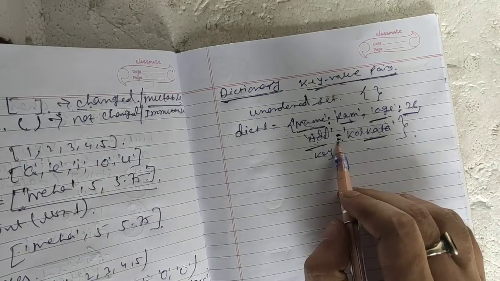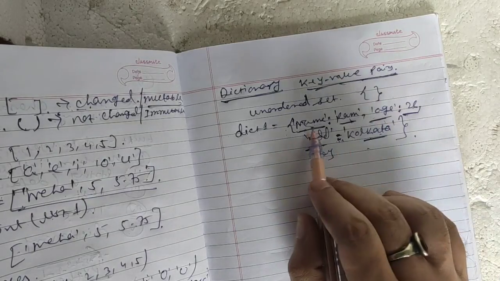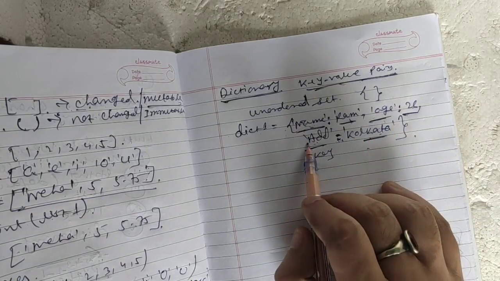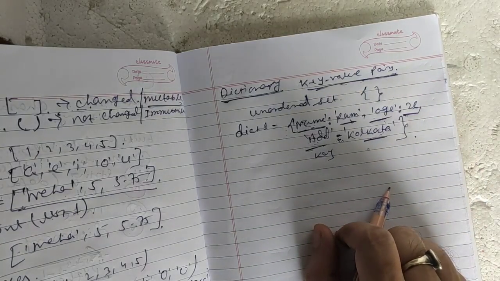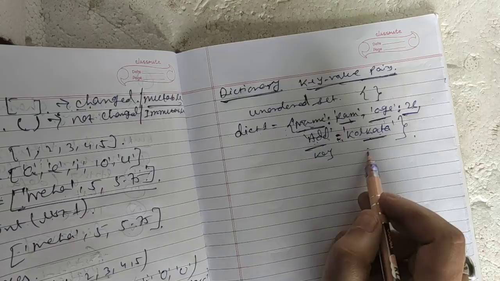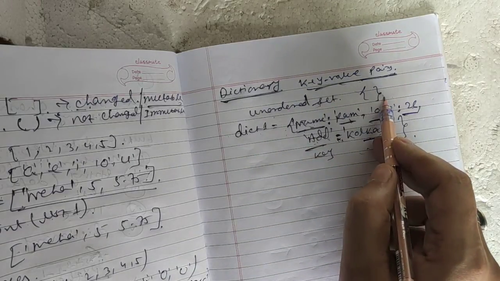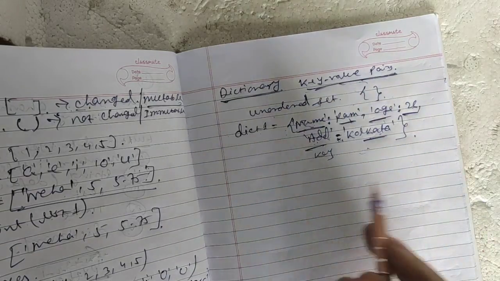But the order is not maintained. You can write age first, name second, address third. It is not required to mention everything in a proper order. That's why it is an unordered set, represented by curly braces and key value pairs. This is the main important thing.